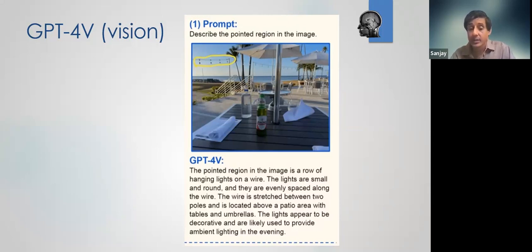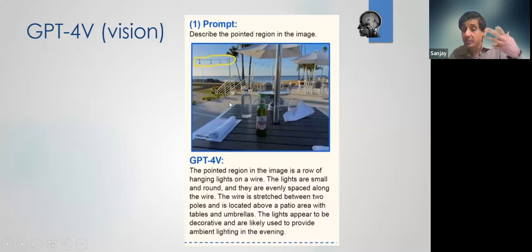It also had to figure out that part relates to the rest of the image and what's the context of this in relation to the rest of the image. So it had to understand the overall image. Then it had to zoom in and focus on that area and give a relative description between that area and the rest of the image, giving you a context of how a human would analyze this image. And the answer is the painted region of the image is a row of hanging lights on a wire. So you can see the wire, right? And you can see the wire extends past and goes to another pole, etc.